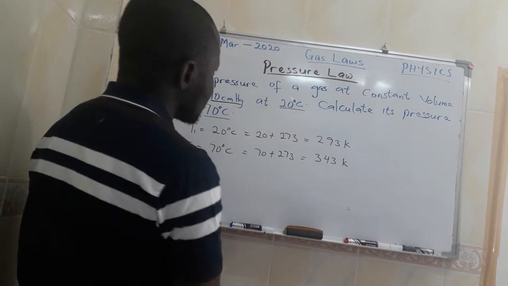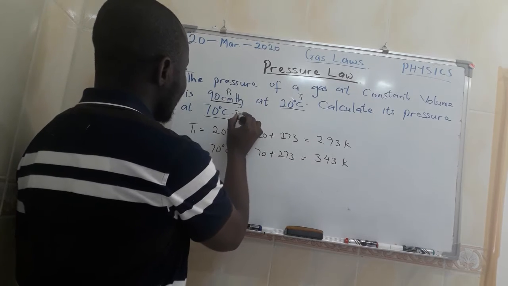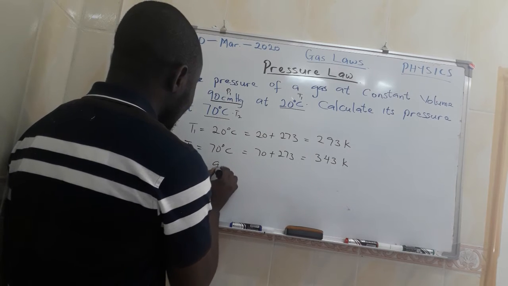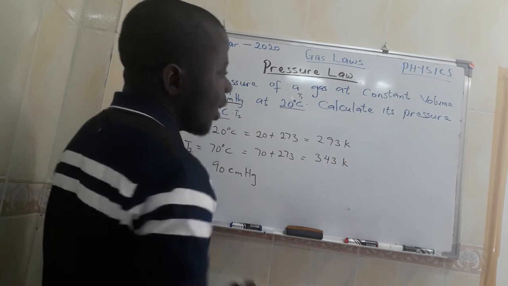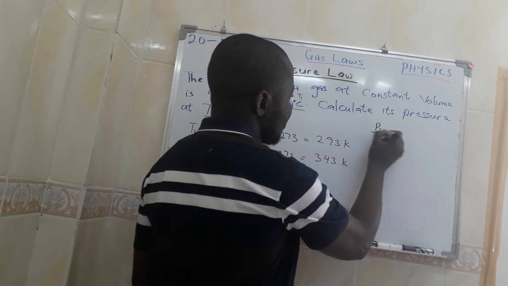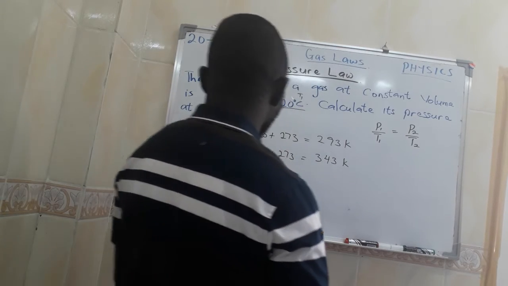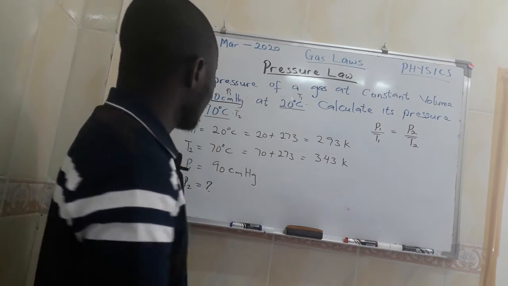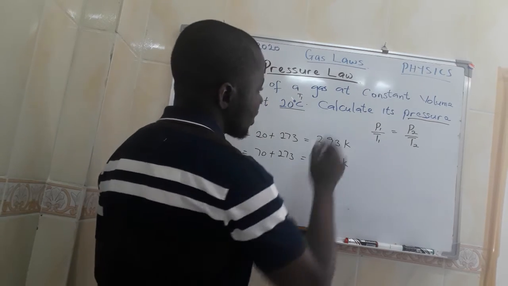Okay, now what is my pressure 1? Because this is my first pressure, this is my temperature 1, and this is my temperature 2. So my P1 will be equals to 90 centimeters mercury. Now I go to the equation of pressure law, which states that my P1 divided by T1 is the same thing as P2 divided by T2. So what am I looking for? I'm looking for the second pressure. I don't know P2. That's what I'm looking for. So how do I calculate that? From this equation, what do I have?